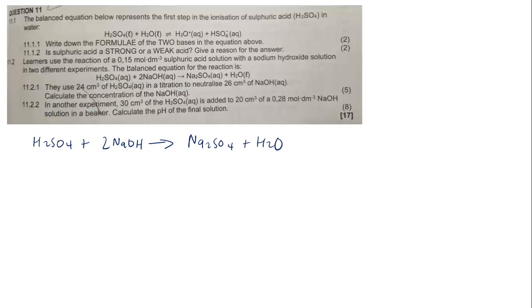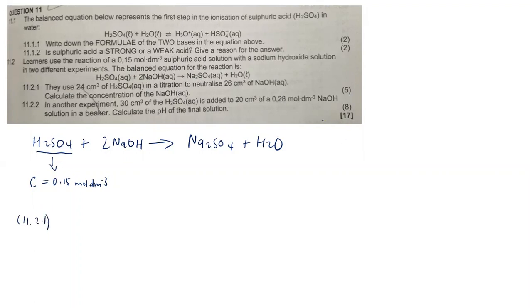They said learners use the concentration of 0.15 mole of sulfuric acid. So for our sulfuric acid in this case, we are provided with the concentration, right? The concentration of our sulfuric acid is equal to 0.15 mole per cubic decimeter, right? And then what else is provided? That's all, right? Now let us read the questions.